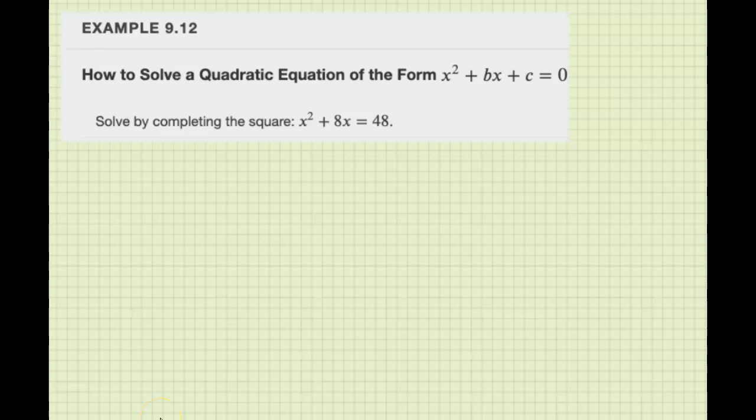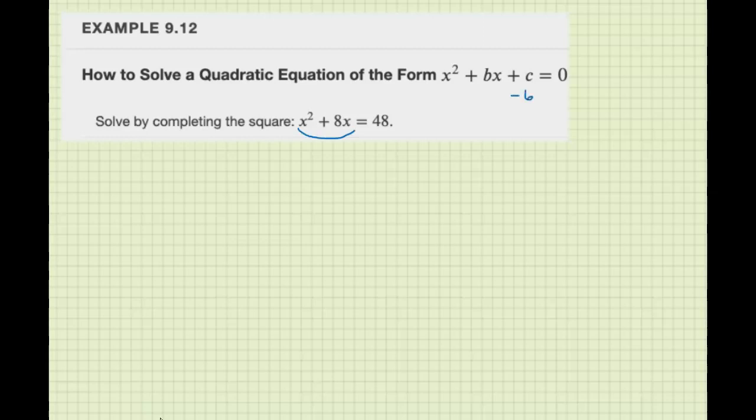Hello and welcome. So let's look at solving this equation by completing the square. With completing the square, we want our x squared term on one side and the number on the other. So, not equal to 0.